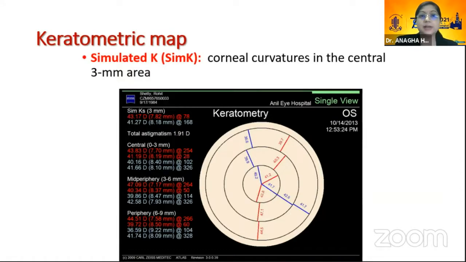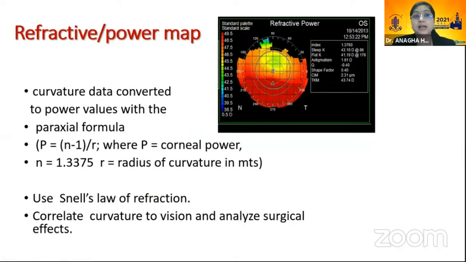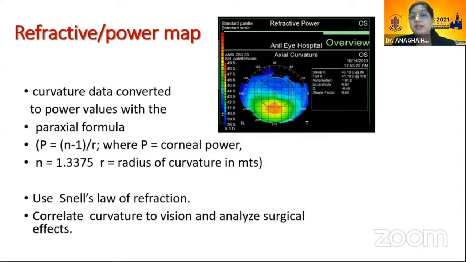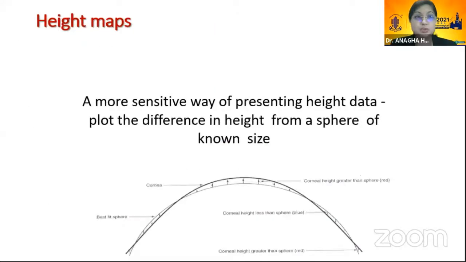Now, in keratometric maps, the usual one which is used is the SIMK, where you have corneal curvatures in the central 3 millimeter zone. Again, you have the refractive or the power map. For example, this is a refractive power map, and this is the axial curvature map of the same patient. So you need to see what is the difference between the two.